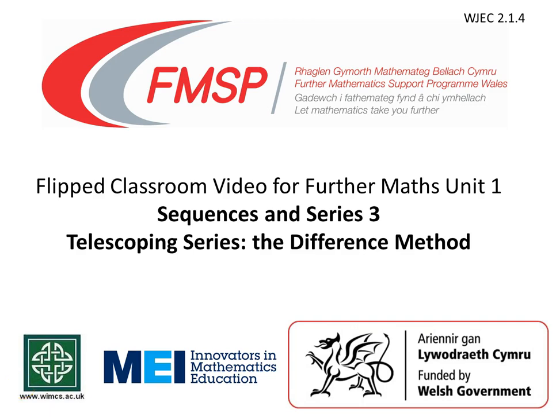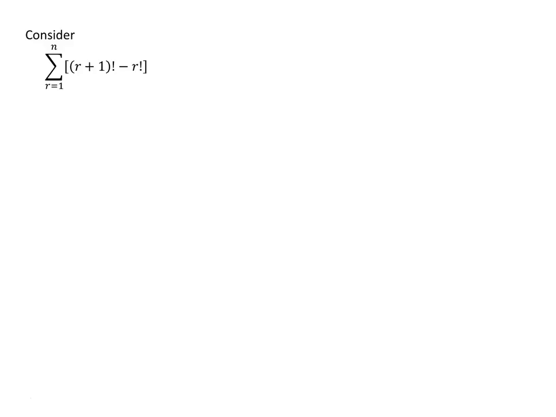We're going to conclude our work on series by looking at the difference method, or the method of telescoping series. So let's start with an example. We're going to consider the sum between 1 and n of (r plus 1) factorial take away r factorial.